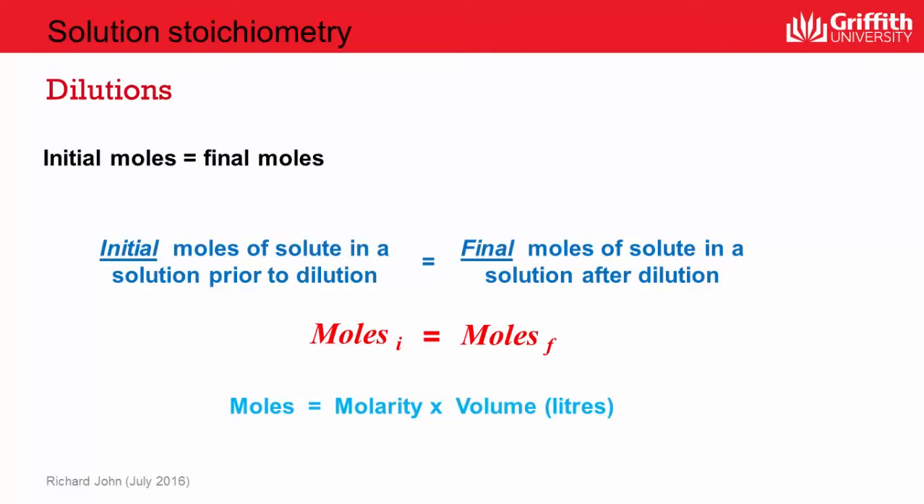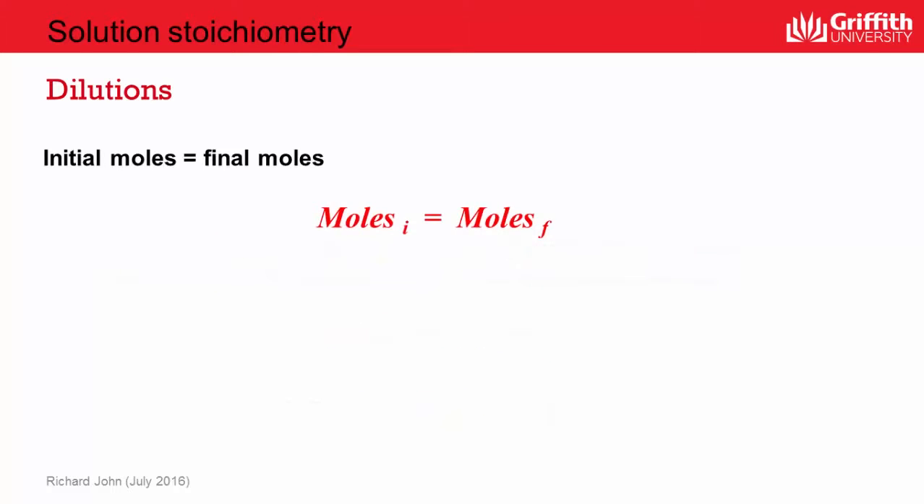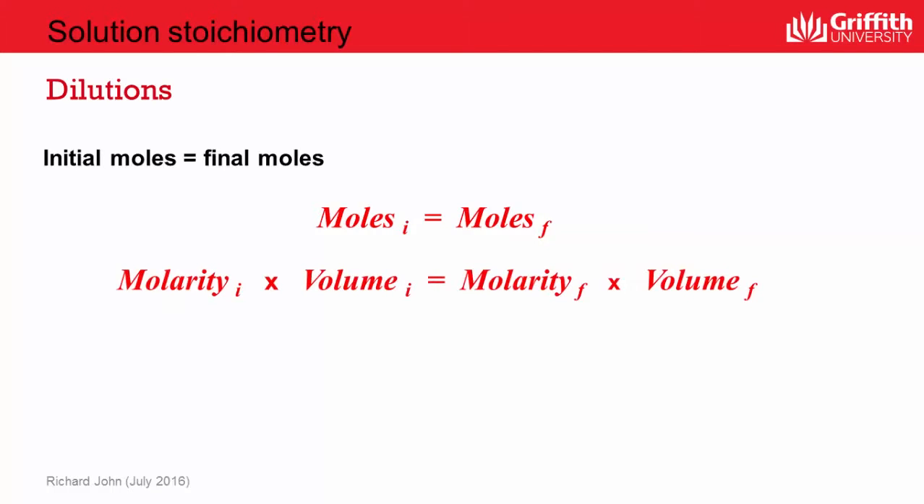And we know now from our molarity equation that we have an expression for moles. Moles equals molarity times the volume expressed in litres. And so we can take this equation here, moles initial equals moles final, and substitute molarity times volume in for each of those moles expressions. So the initial molarity times the initial volume will equal the final molarity times the final volume, or MiVi equals MfVf. And this is the dilution equation.